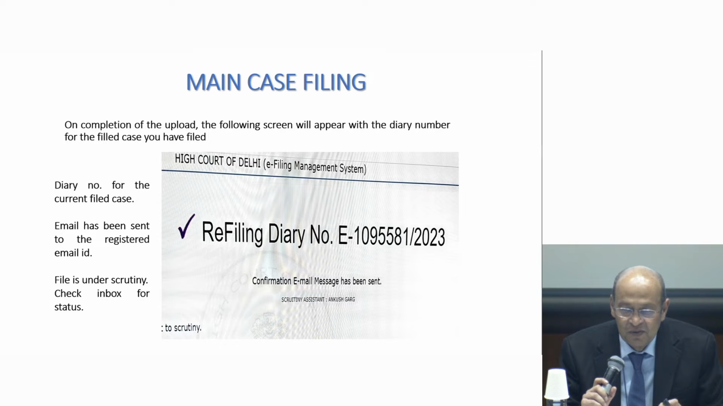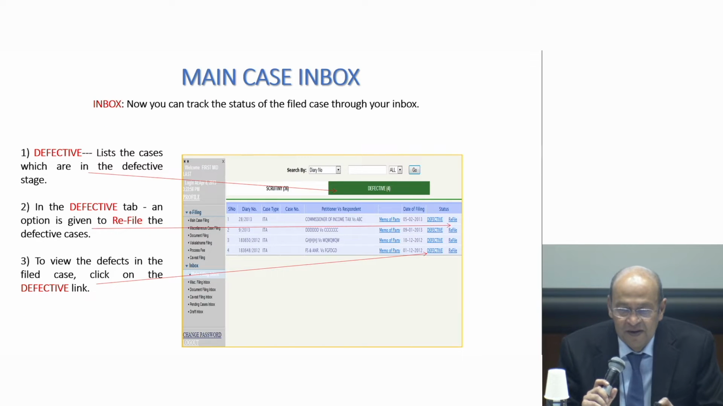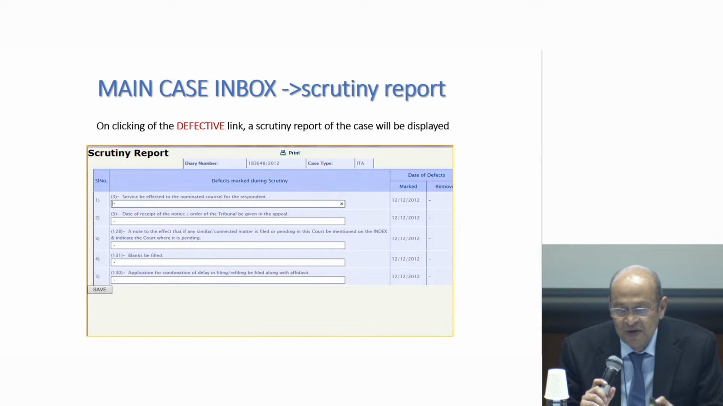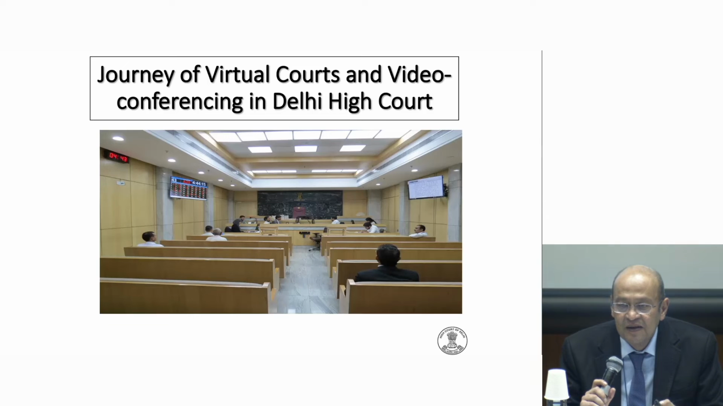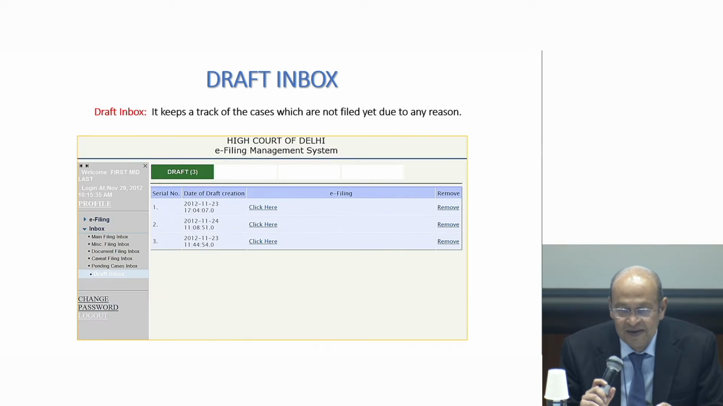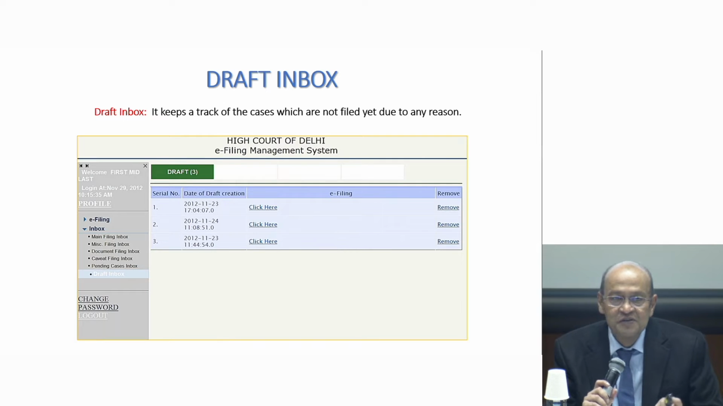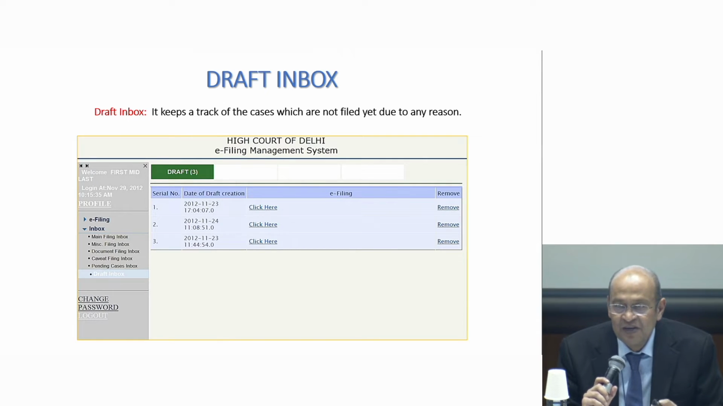And once this is filed, it'll also show up if there are any defects which have been pointed out. If so, you'll be able to see the scrutiny reports and attend to them. And once that is through, the file will get electronically transferred to the appropriate court.